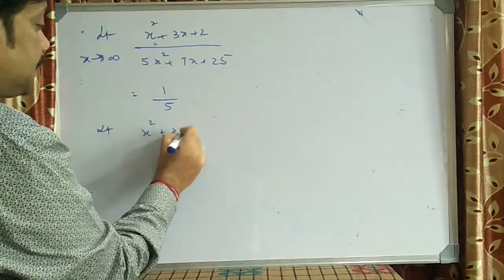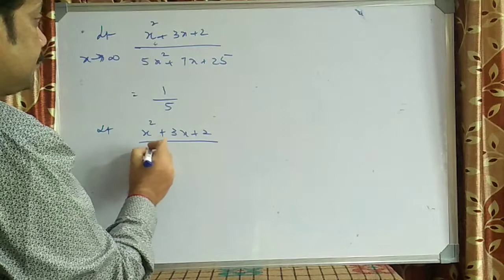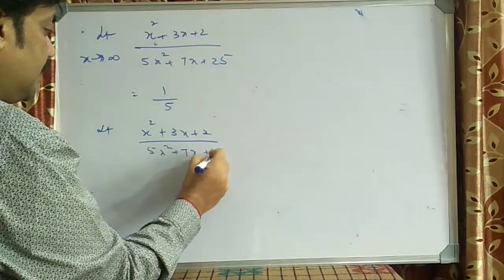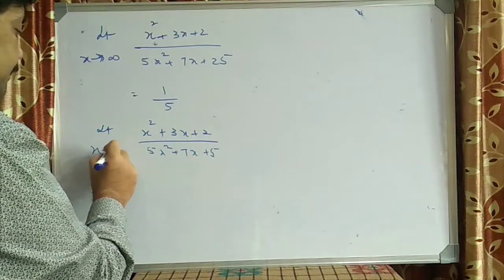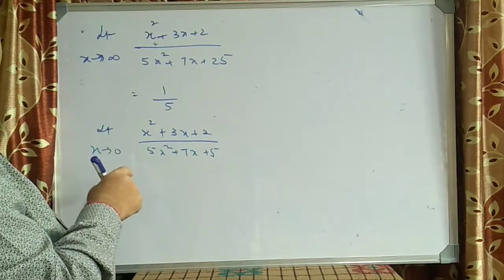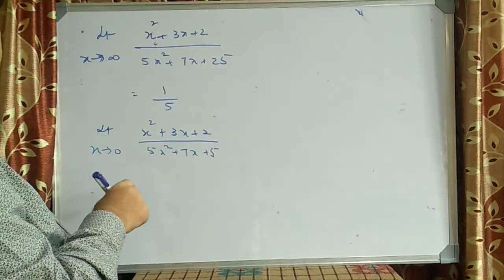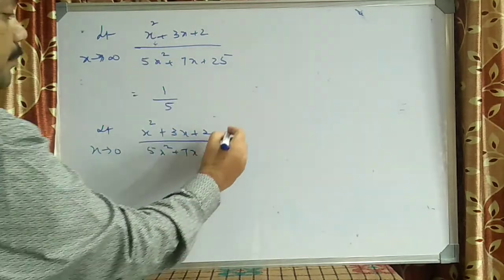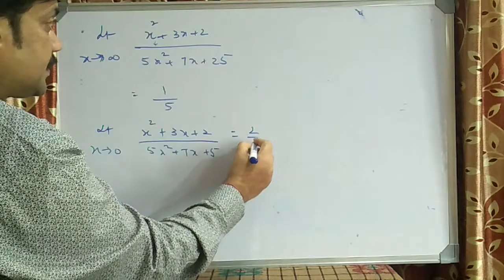And I don't expect this will be asked in the JEE Mains examination, because this is very easy by simply substituting. Please, if x is tending to 0, this is not the process. 0 means directly constant by constant.